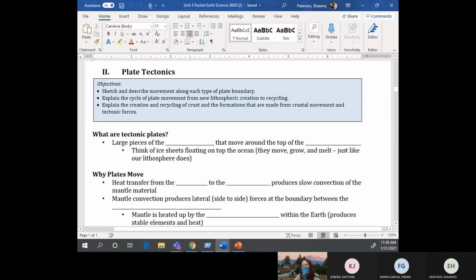So you'll want to find that spot in your note packet. Trying to see if it would update pages, but it's not. There we go.